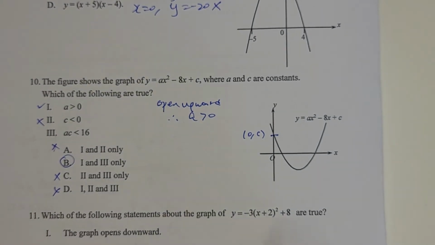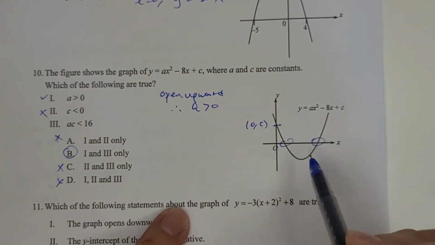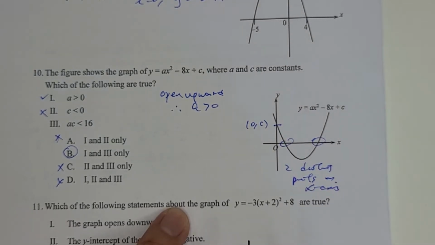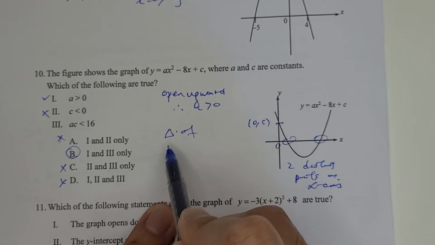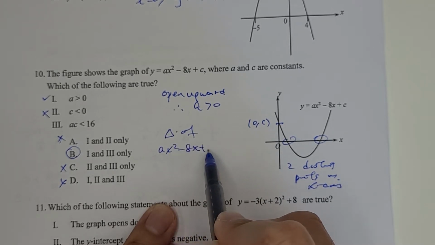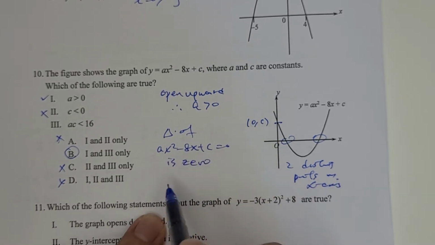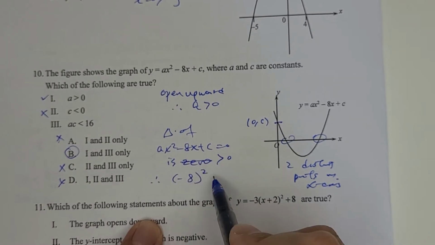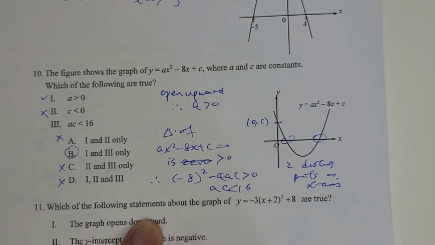But of course, how do we check ac less than 16? Okay, as a revision, since you know that there are two distinct points on the x-axis, the discriminant of the equation ax squared minus x plus c equals 0 is greater than 0. So b squared minus 4ac greater than 0, and you can get ac less than 16.